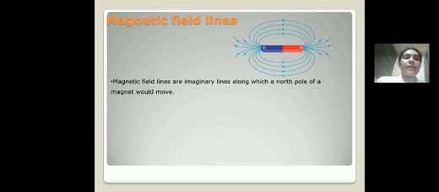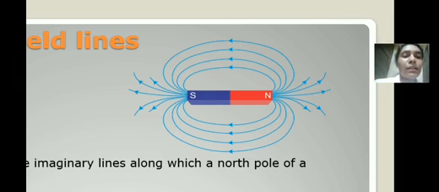So once again, let's go through the definition for magnetic field lines. Magnetic field lines are imaginary lines along which a north pole of a magnet would move. From the figure, we can easily list out the properties of magnetic field lines. See, these field lines emerge from the north pole and merge at the south pole. See the direction, it's from north to south. Here also direction is from north to south. Okay, but inside the magnet, the direction is from south to north.